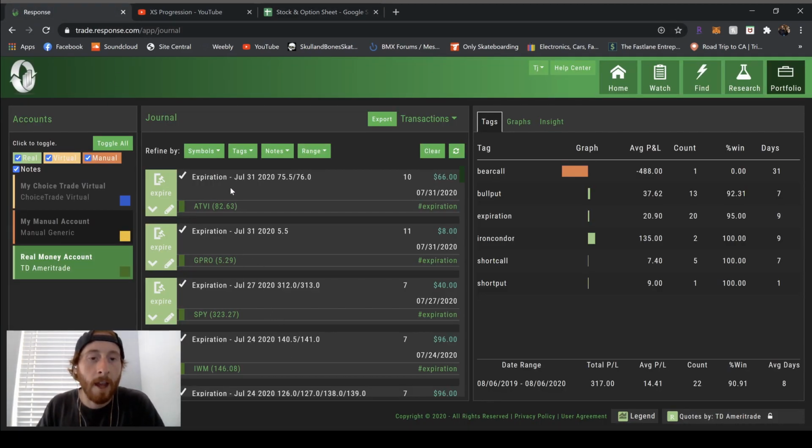And I also did a bull put on Activision Blizzard because I saw a good opportunity to go in on that. Saw a nice bull trend over there. That took 10 days and I got $66 out of that.